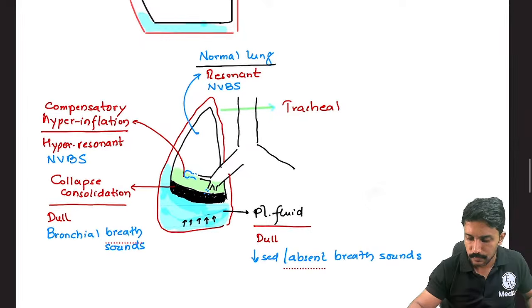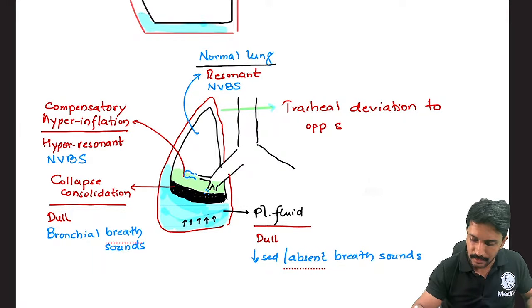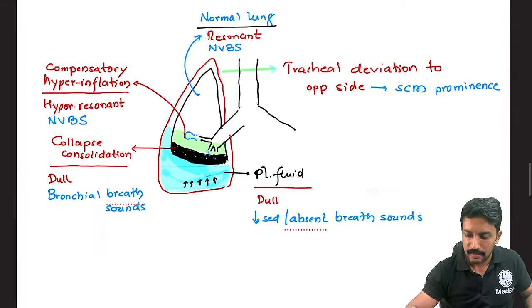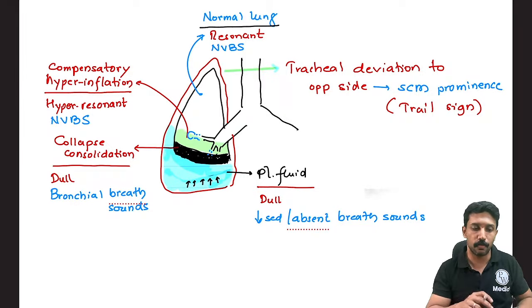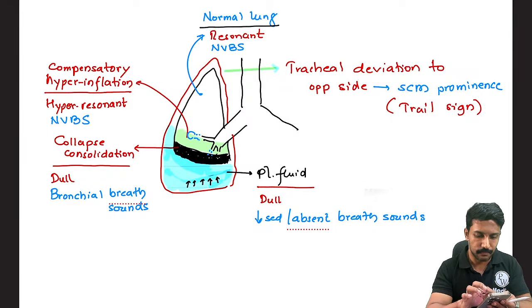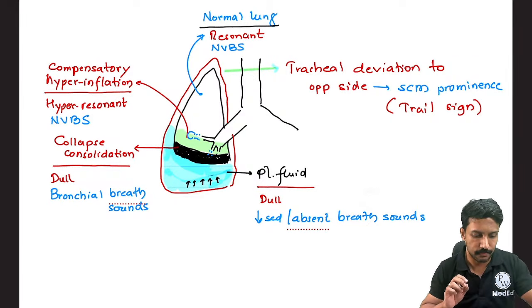Tracheal deviation to the opposite side, and as the trachea deviates to the opposite side, the sternocleidomastoid muscle becomes prominent. And this prominent sternocleidomastoid muscle is called Trail sign. So you may have Trail sign positive when there is massive pleural effusion. Let me see if I have an image of a positive Trail sign. Okay, yeah, I do get an image. So let me show you that image.